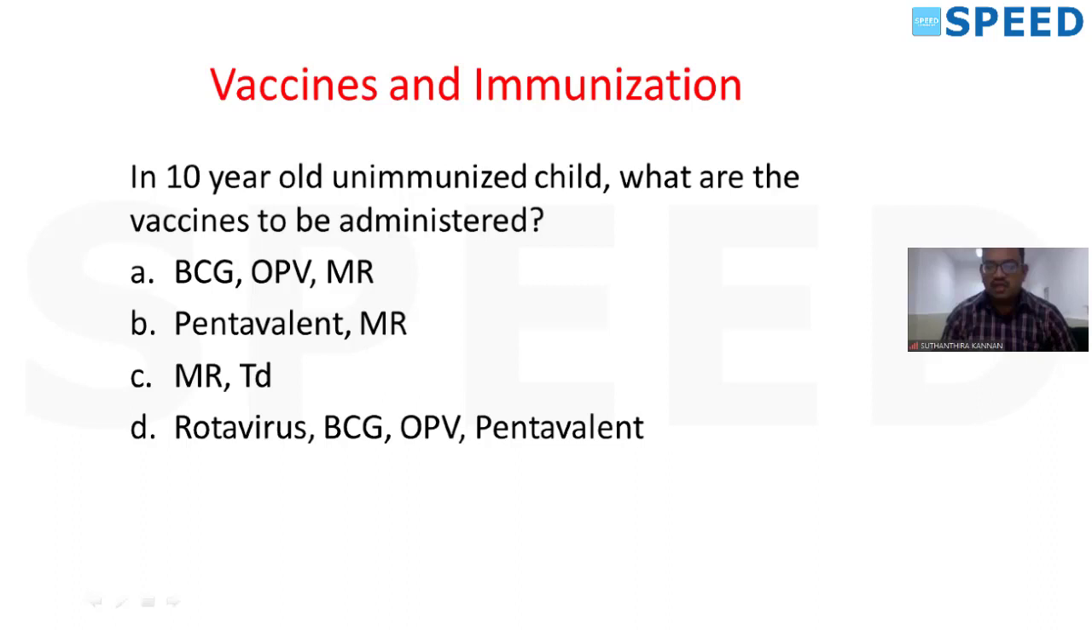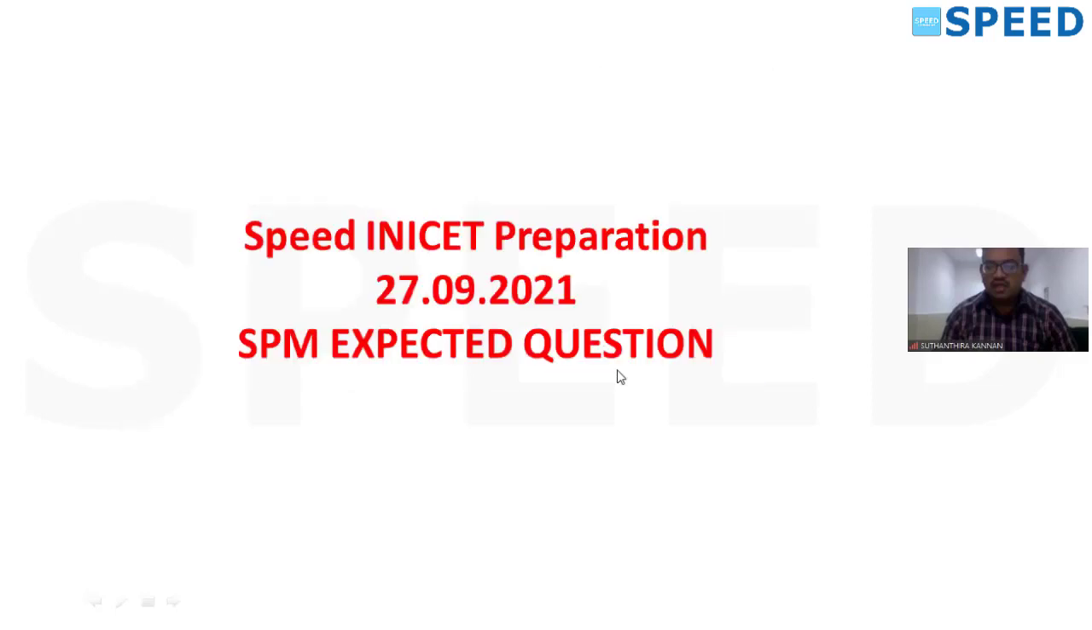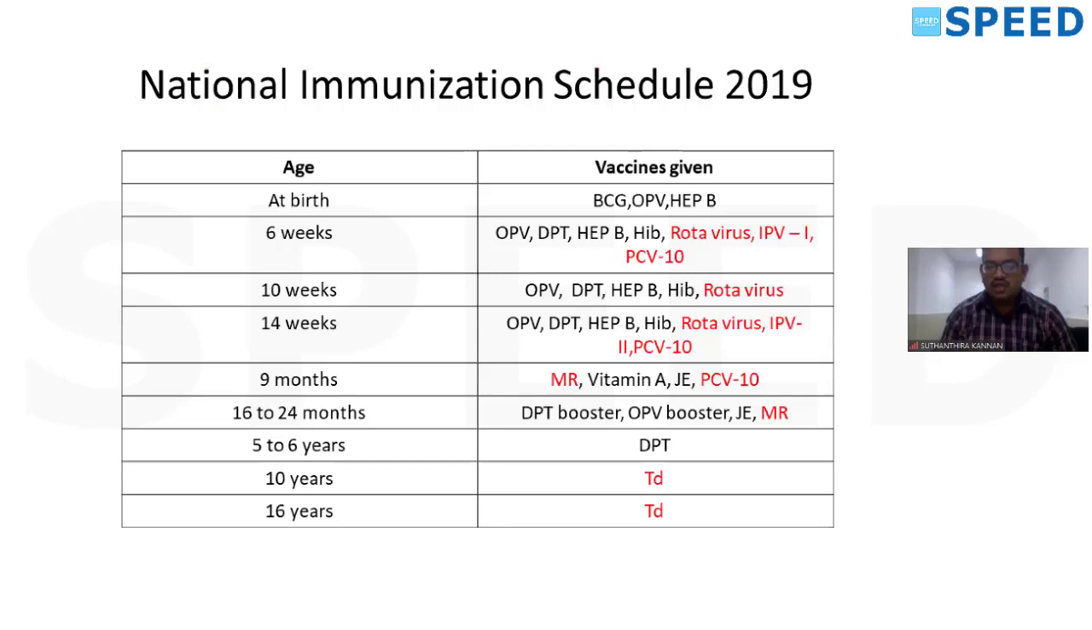So we will see the national immunization schedule. This is the national immunization schedule. At birth, what are the vaccines we have to give? We have to give BCG, OPV, hepatitis B. Hepatitis B is a birth dose. Why do we call this a birth dose? Because this dose will prevent the transmission of hepatitis B from mother to child.